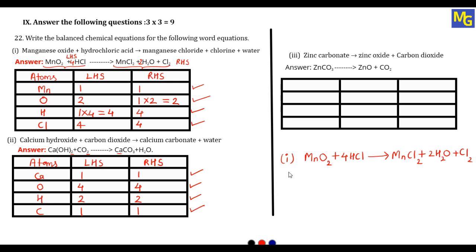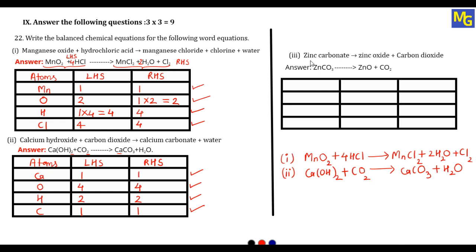We'll write it. So our equation is Ca(OH)2 plus CO2 and then we are getting CaCO3 plus water. So this is our balanced chemical equation. We'll move with the third one.